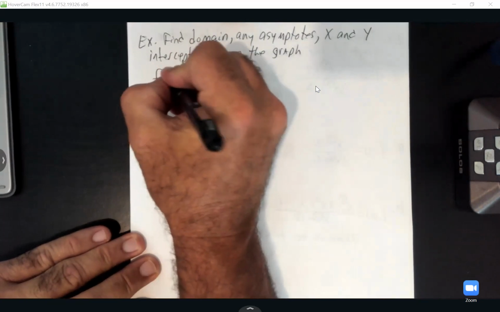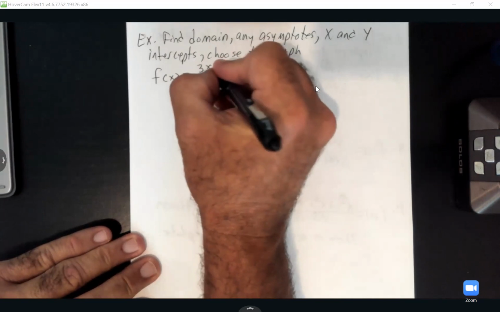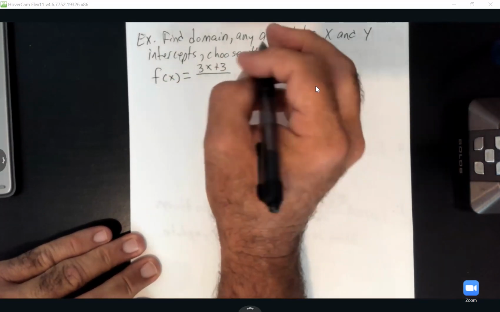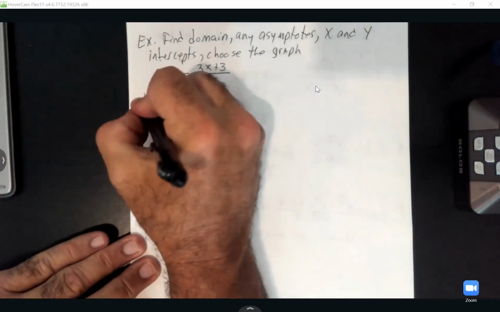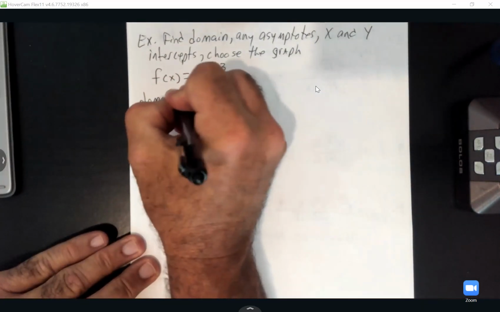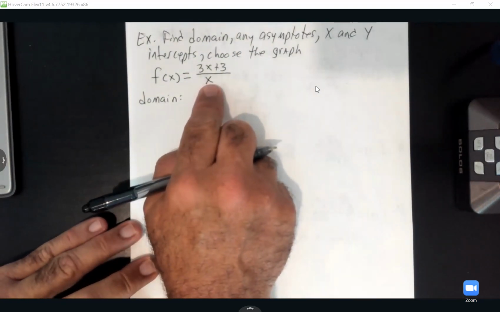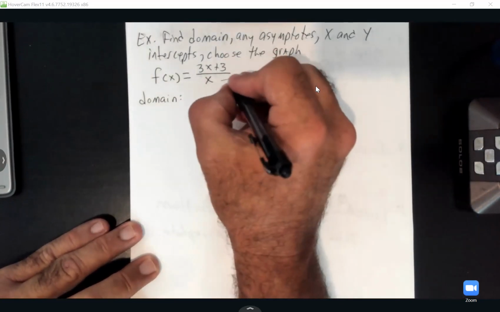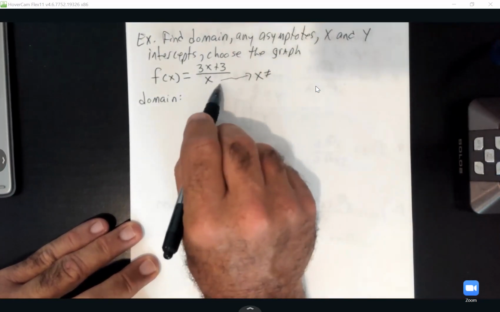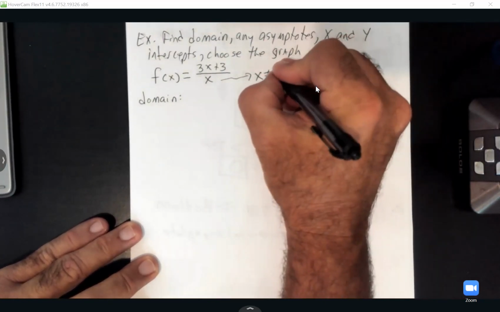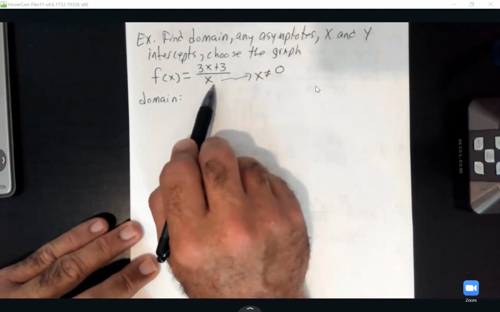So y'all, this one for me has f of x equals 3x plus 3 over x. So the first thing they want me to find is the domain. Well, remember, the domain, all I'm worried about is the bottom of that fraction. So if I look at this fraction here, there's only one number that x cannot equal, and that would be a 0. If x is 0, that makes that undefined.